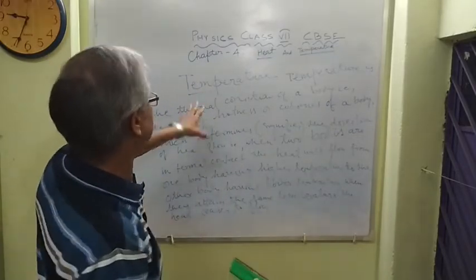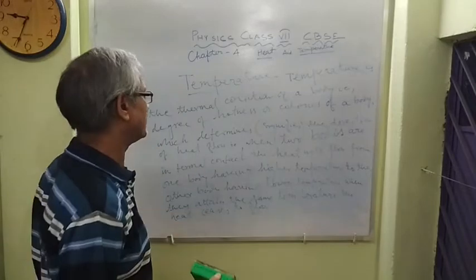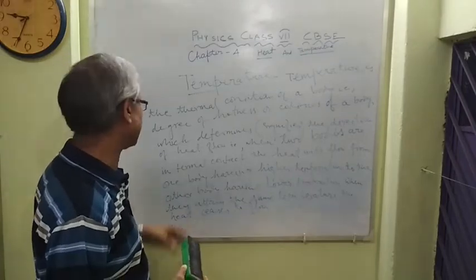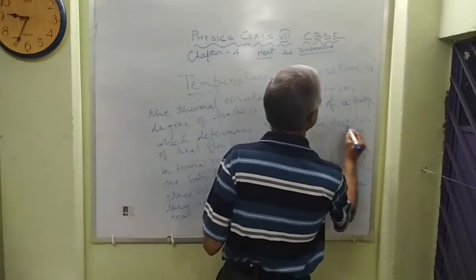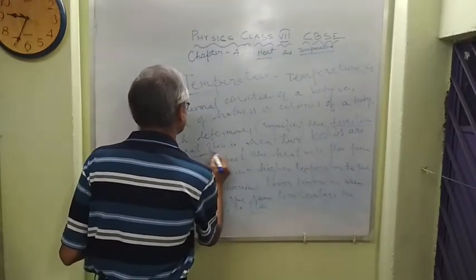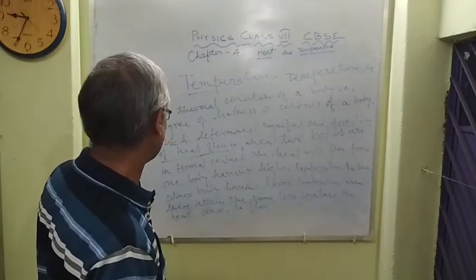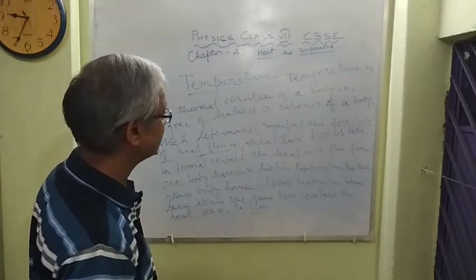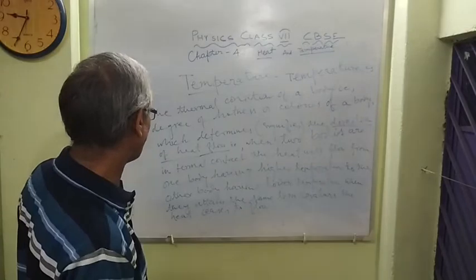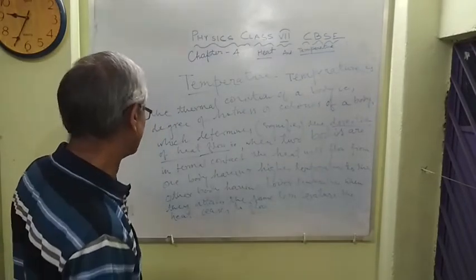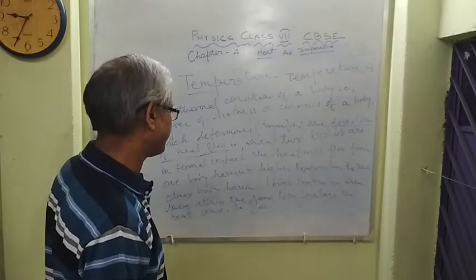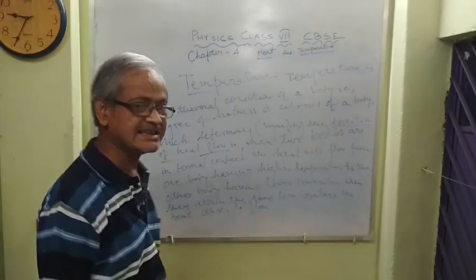Now, temperature is the thermal condition of a body, that is, degree of hotness or coldness of a body, which determines the direction of heat flow. That is, when two bodies are in thermal contact, the heat will flow from one body having higher temperature to the other body having lower temperature. When they attain the same temperature, the heat ceases to flow. That is, heat flow is stopped.